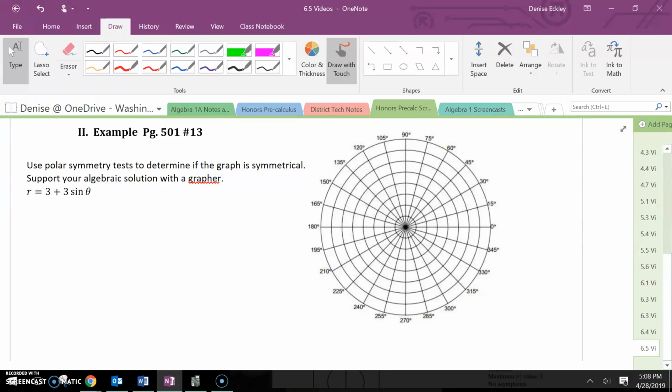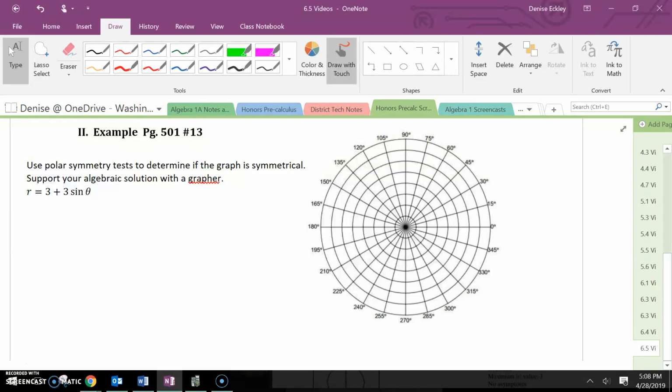Page 501, number 13. We are to use polar symmetry tests to determine if the graph is symmetrical and in what way. And we're supposed to support our algebraic solution with a grapher, so a graphing calculator. And our polar equation is r equals 3 plus 3 sine theta.